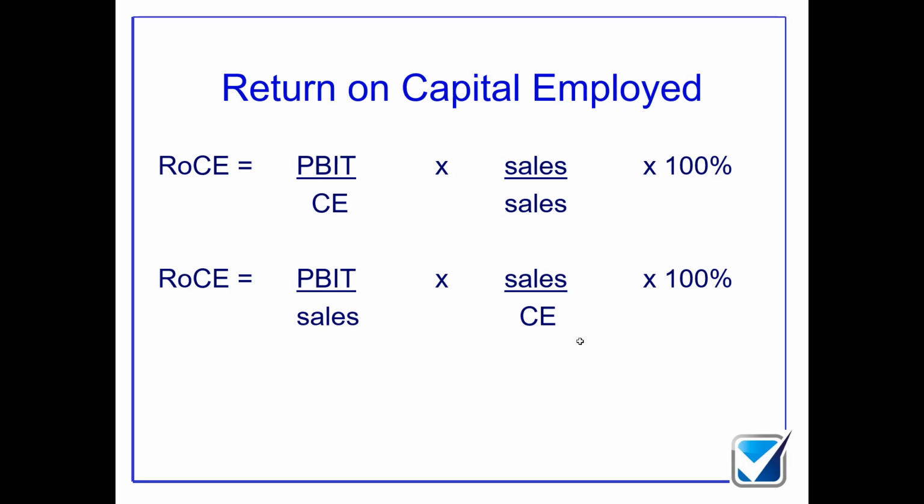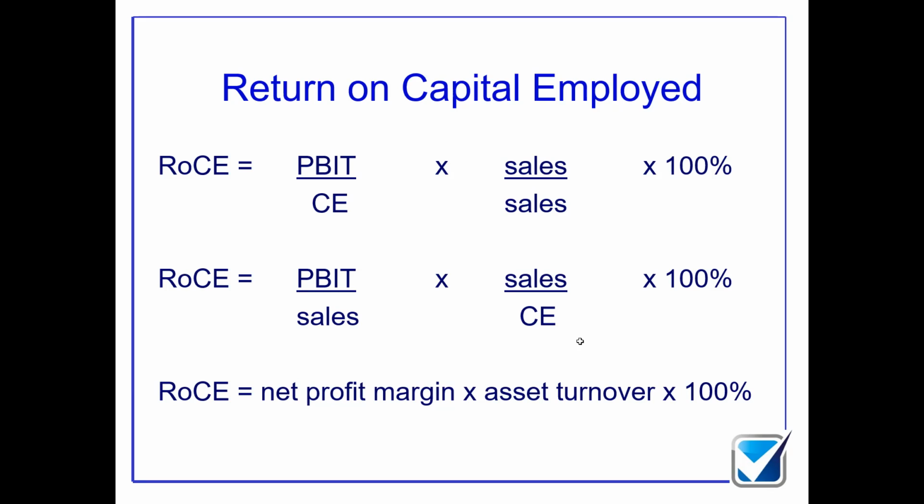So profits divided by sales is my profit margin. So ROCE equals profit margin multiplied by sales over capital employed. Sales over capital employed is my asset turnover ratio. So what that now means is ROCE equals my profit margin multiplied by the asset turnover ratio.